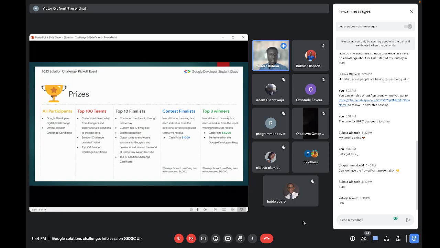So all participants, whether you win, whether you get into the top 100 or not, as long as you push a submission, you definitely get a profile badge, which of course you can add to your Google Dev account. And you also get an official certificate for participating in the Google Solution Challenge.